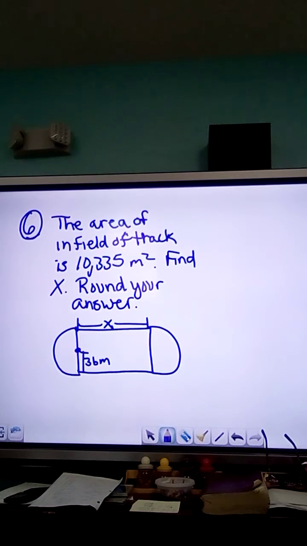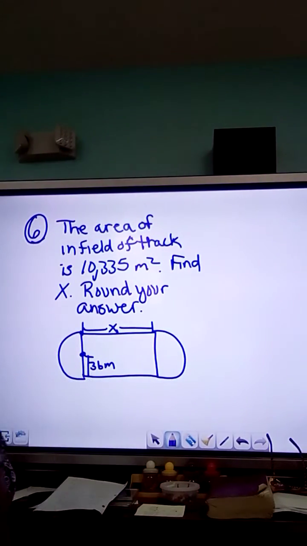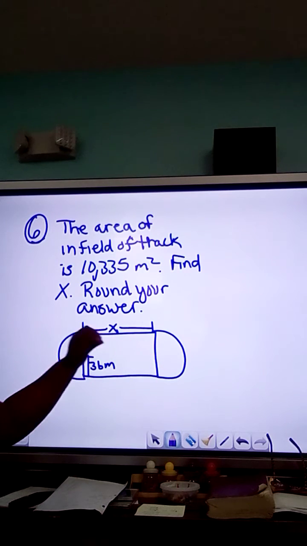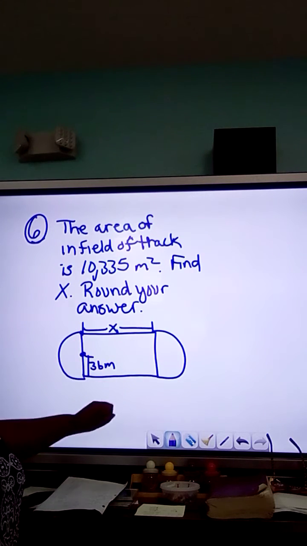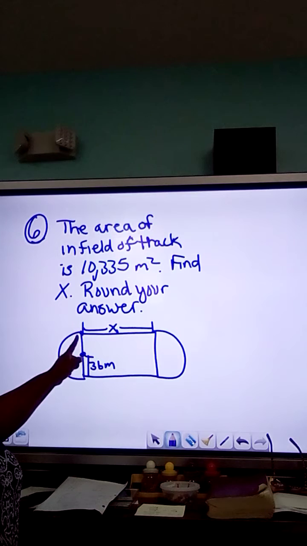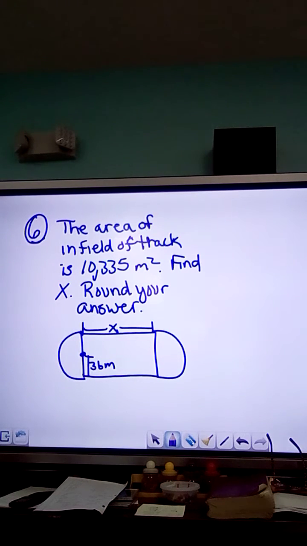On the next one, the problem reads, the area of the infield of a track is 10,335 meters squared. Find X and then round your answer. Okay? So this one is very, very interesting because we have semicircles on the ends and then we have our quadrilateral, or our four-sided figure, in the middle. So we would need to determine the area for the whole thing, then take out the semicircles in order to determine what X is, because X only covers from one semicircle to the next.